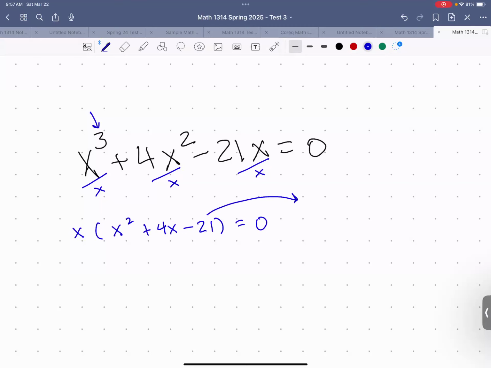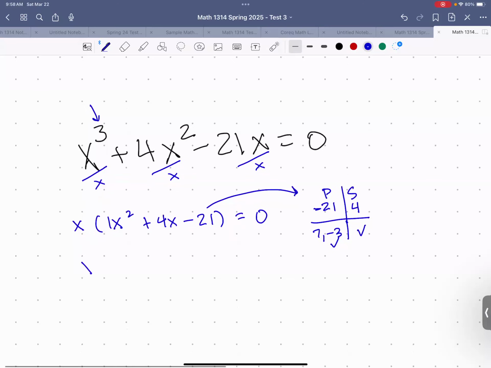To factor this trinomial, we need two numbers that have a product of negative 21 and a sum of 4. Negative 21, don't lose the negative. That would have to be, what, 7 and negative 3? 7 times negative 3 equals negative 21. 7 plus negative 3 equals 4. This, because it has that nice leading coefficient of 1, means we can go directly to our factors. So we will have x, x plus 7, x minus 3, whole thing equal to 0.